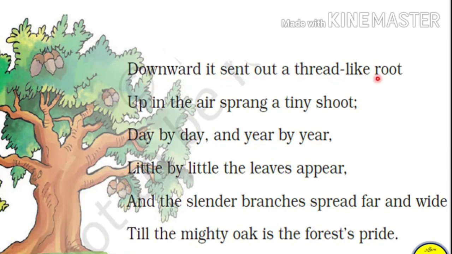Downward it sent out a thread-like root. Up in the air sprang a tiny shoot. Day by day and year by year, little by little the leaves appear, and the slender branches spread far and wide, till the mighty oak is the forest pride.